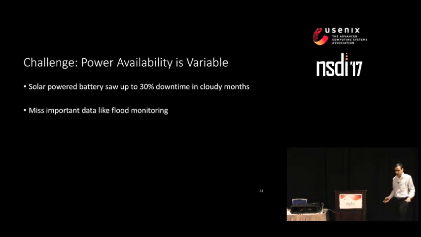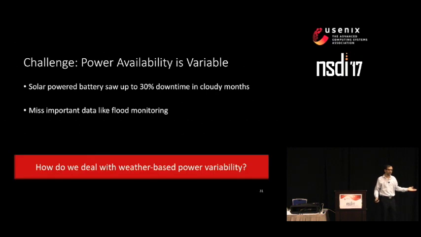That's huge. For one-third of my time, I do not have any data from the farm. And this data is important. This data is collected when it's raining, so you want to know how much rainfall happened in what part of my field. You also want to know what parts of my field were flooded and what parts were not. And you miss all of this data just because you have the solar-powered battery. So how can we deal with this weather-based power variability?